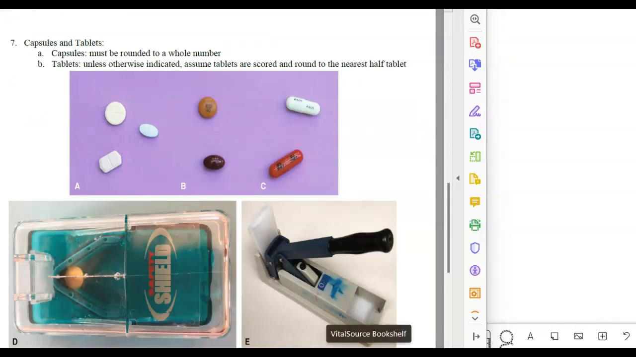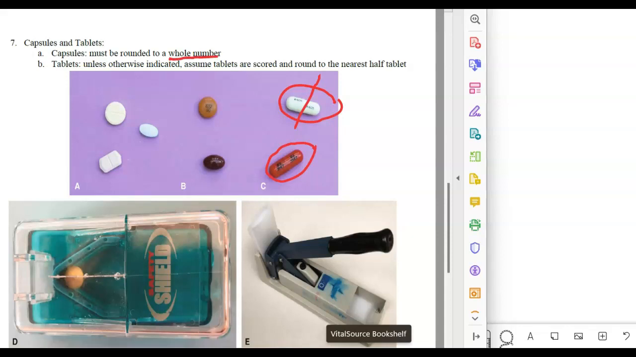Rule number 7, capsules and tablets. Capsules must always be rounded to a whole number. Why? Well, these are your capsules. It will be hard to give a patient half a capsule, because then you'll have to open it, and there's really no accurate way of measuring and making sure that you actually give just half a capsule. So when it comes to capsules, you want whole numbers.